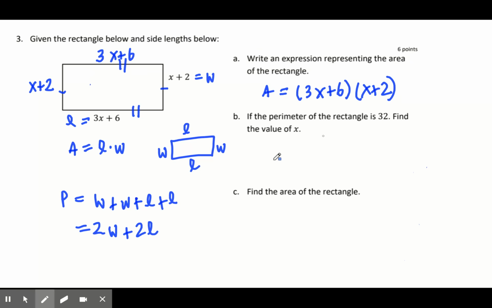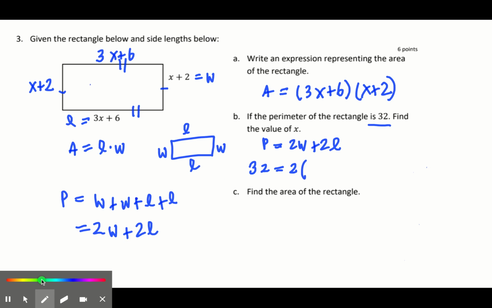Then you can just put that in the formula. If the perimeter is 2 width plus 2 length, and they said the perimeter is 32, then the perimeter is 32, and you plug in the width. Here's the width, so x plus 2.